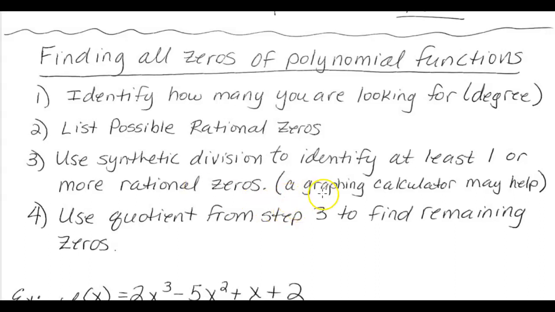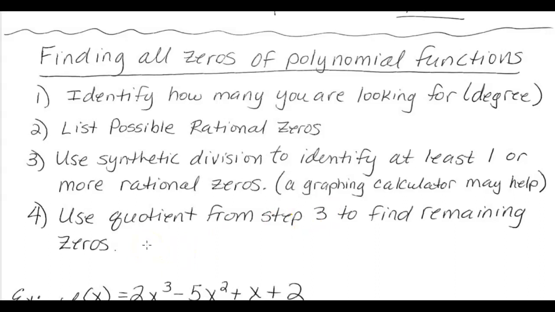This is the step where a graphing calculator may be helpful. If you have this long list of rational zeros without a graphing calculator, you're just going to have to start trying them until you find one. But if you have a graphing calculator, you could graph the function and see where it's touching or crossing the x-axis and know which ones are going to work ahead of time.